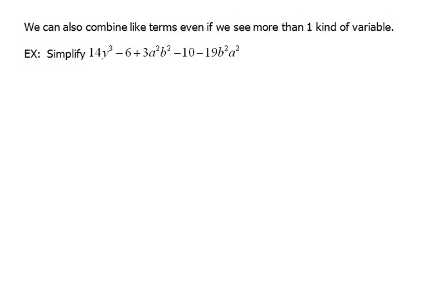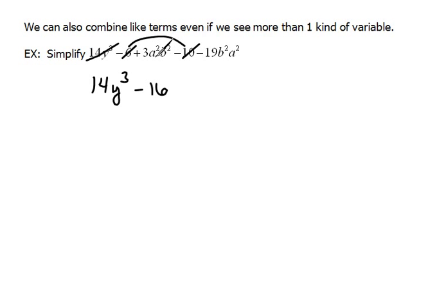Now we can also combine like terms even if we have more than one variable. That is not a problem at all. We just have to look for like items. So in our first term here we have a 14y cubed. Do we have any other terms with just y cubed in it? No. So 14y cubed cannot be combined with anything else. Here we have a negative 6. That's just a plain number. Do we have any other plain numbers here? Yes, we do. A negative 10. So we can combine this negative 6 and this negative 10 to make negative 16. And now we're done with those.